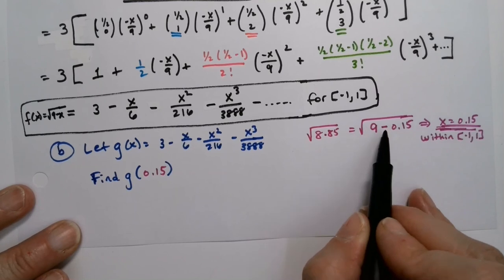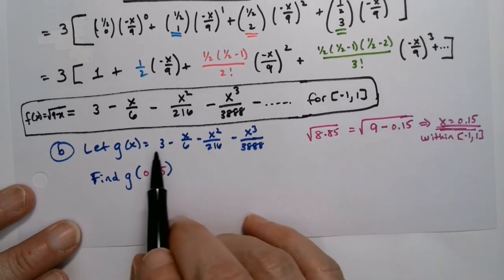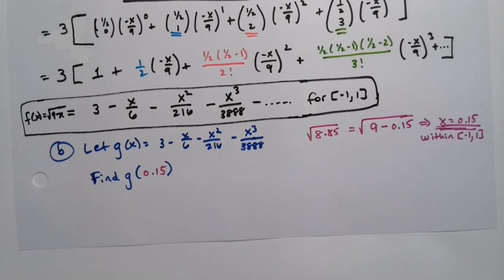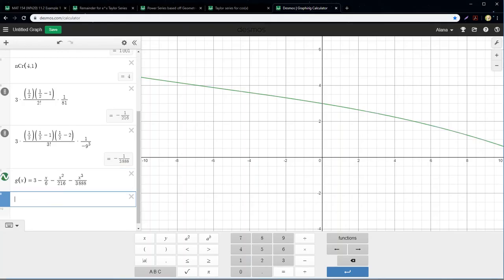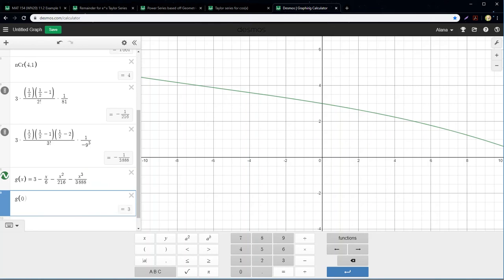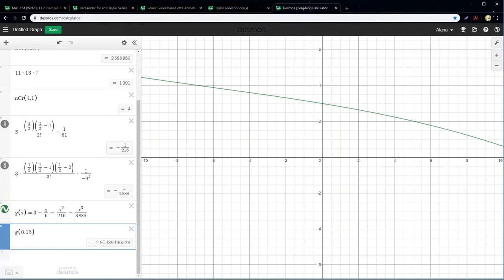9 minus 0.15 would be 8.85. So let's not use the whole thing. Let's just use the first 4 terms. And that is what Desmos will do. I find it easier just to name the function, and then say I want g of 0.15. And there we have it, 2.974894, yada, yada, yada.